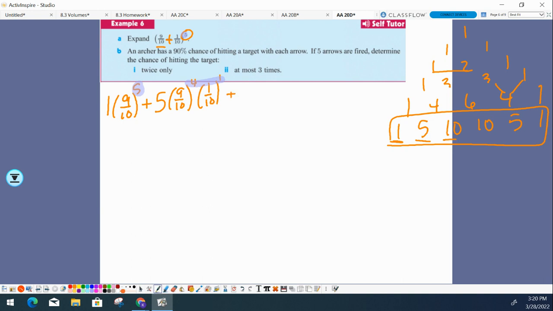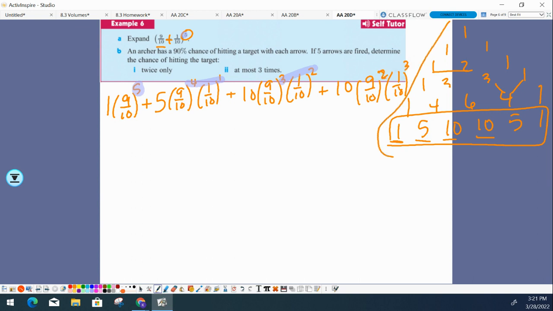Plus, the next coefficient is 10. 9/10 goes down, 1/10 goes up, but they still must add up to 5. Plus, next coefficient is 10. 9/10 goes down to 2. 1/10 goes up to 3.